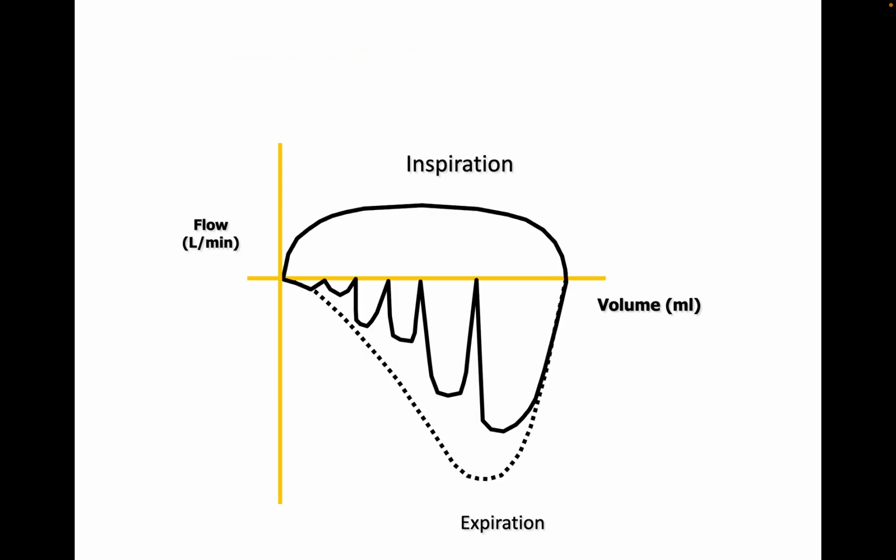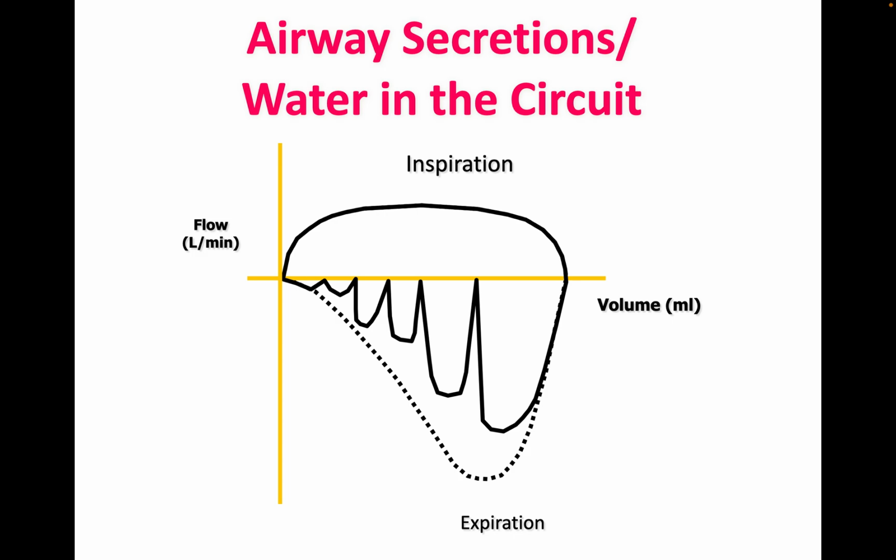And in this particular loop, you could see that there are multiple interrupted expiratory waves unlike the normal wave, and this is classically seen when there is water in the circuit or a lot of airway secretions.